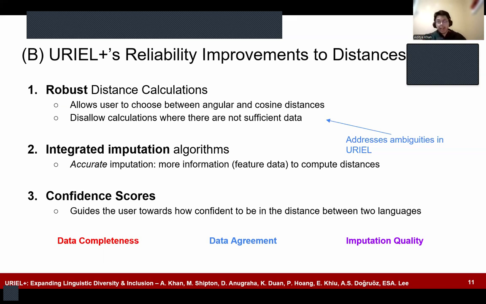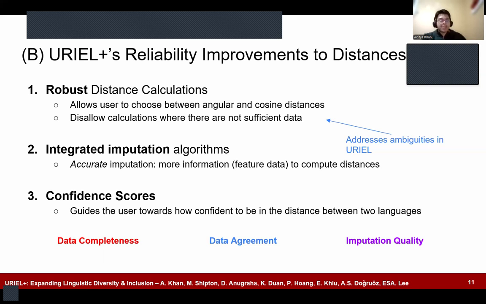We also report, for instance, data agreement. Remember that the URIEL and URIEL Plus knowledge bases source the information for their vectors from a bunch of different databases. In particular, two different databases could disagree on whether a particular language has a feature or not. Now, if you have more disagreement amongst different sources, then you have less confidence, per se, in the feature data that you have for a particular language. So if you compute distances on that unconfident data, your distances themselves will not be as reliable, right? You can't be as confident in them.